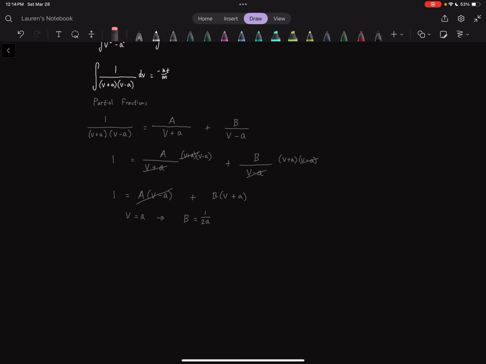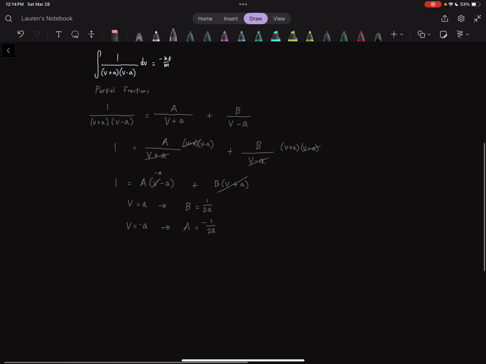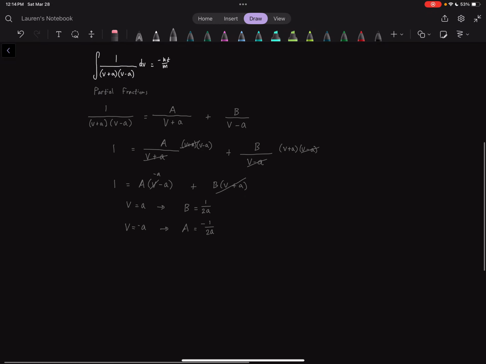And if instead v is equal to negative a, then you find that big A. So if v is equal to negative a, then this term goes away, and this goes to negative a, so that becomes minus 2a, and so capital A here is minus 1 over 2a. So those are the values that you can plug in.